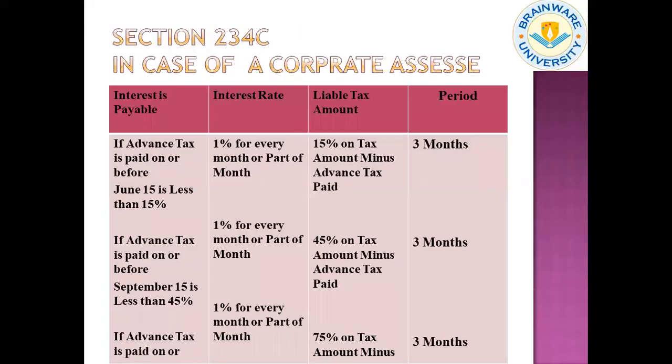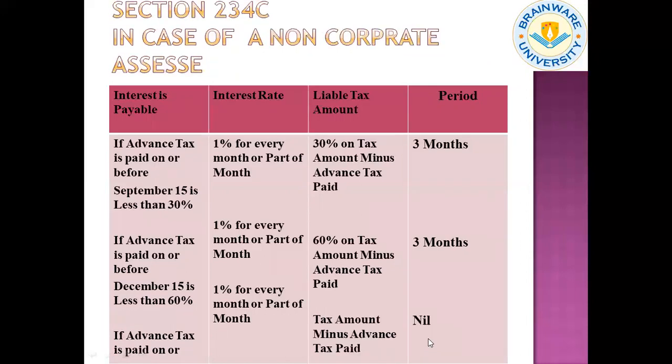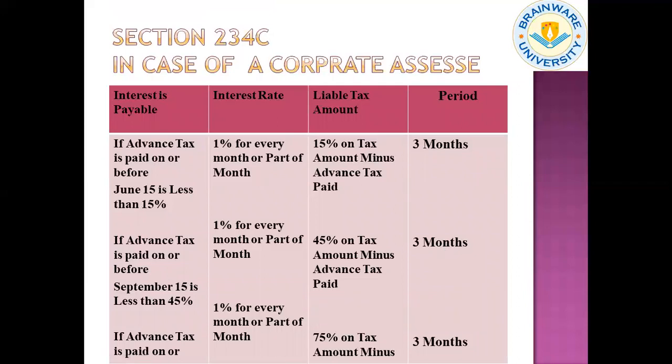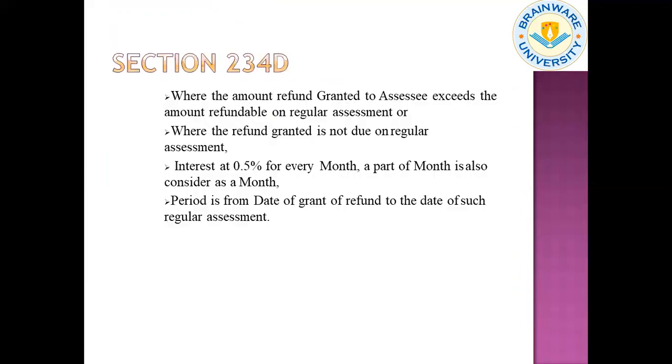If we move forward to the 234C, we can see that 3 months, 3 months, and 3 months. There's no 1 month case in case of 234C. And if it's a non-corporate assessee, then that will be nil. We are only charging for 2 times, that is for the 3 months and for the 3 months. And for the corporate assessee it is 3, 3, and 3. So the calculation is much more transparent here.